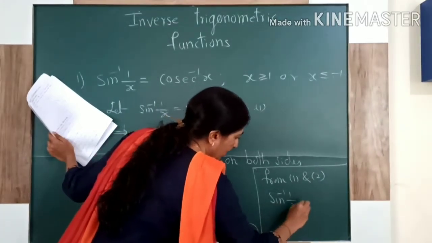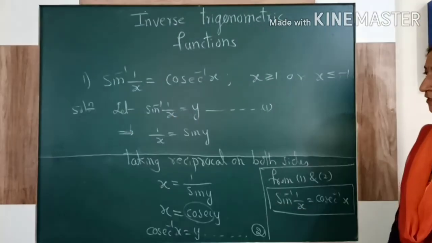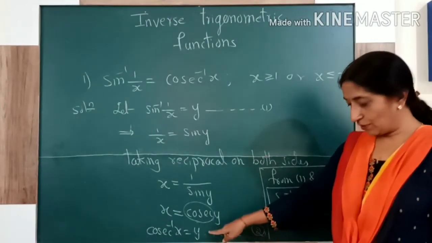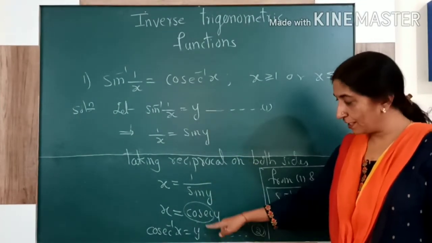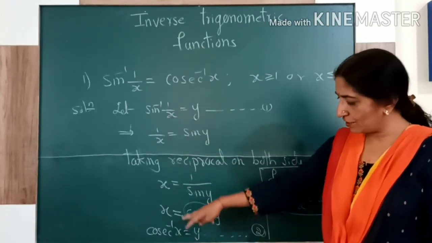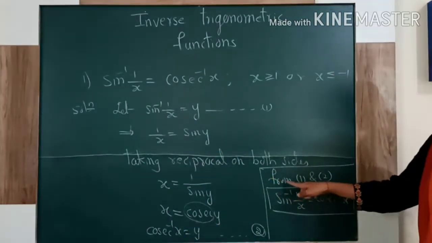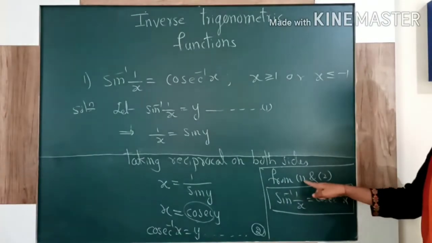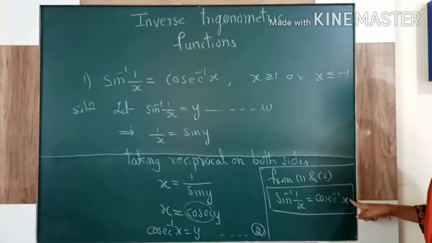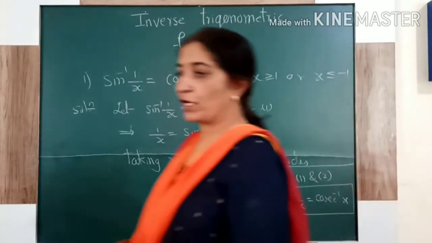Sin inverse 1 by x is equal to, so in equations 1 and 2, their RHS are equal to y. In any 2 equations, if their RHS are equal, automatically their LHS are also equal. Using that basic knowledge, from 1 and 2, sin inverse 1 by x is equal to cosec inverse x. So this gives you the first formula.